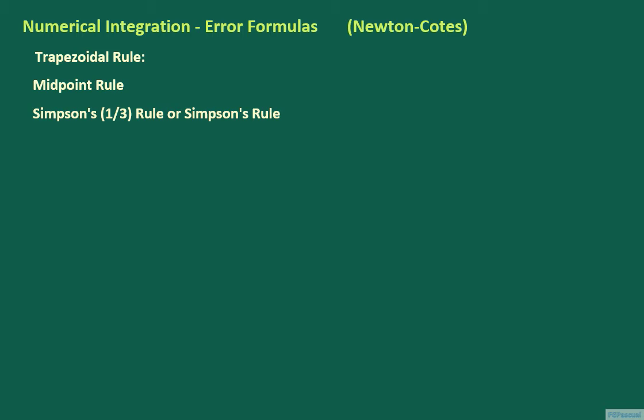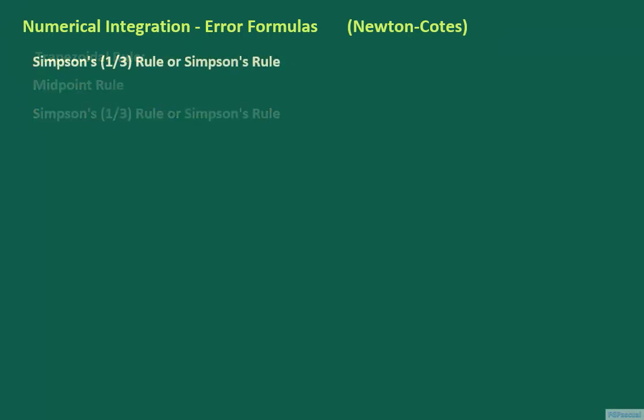This lecture is part of a series of lectures on error formulas when using numerical integration techniques to estimate a definite integral. These numerical integration techniques fall under the class of techniques called the Newton-Cotes techniques. For this series of lectures, we tackle the trapezoidal rule, the midpoint rule, and Simpson's one-third rule, or plainly Simpson's rule. For this specific lecture, we tackle Simpson's one-third rule or Simpson's rule.